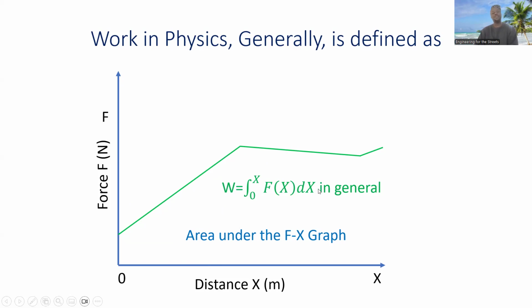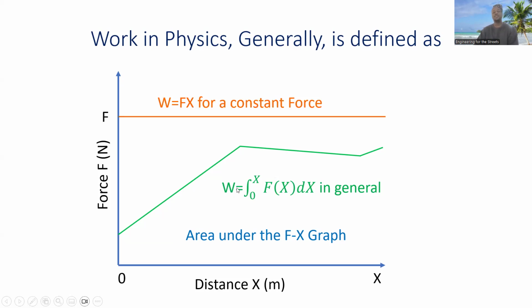Now, for the particular case where F is constant, as we showed last time, by the laws of integration, you will bring F out. So W will be F integral dx. And integral of dx from 0 to x gives you x minus 0. And so F times bracket x minus 0 is Fx. So for a constant force, we're able to show that W is equal to Fx.